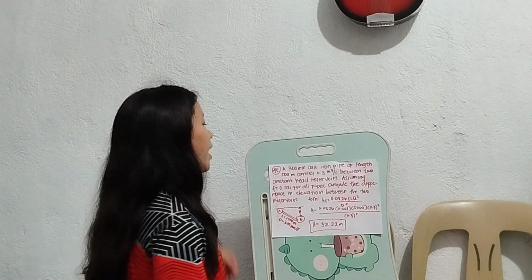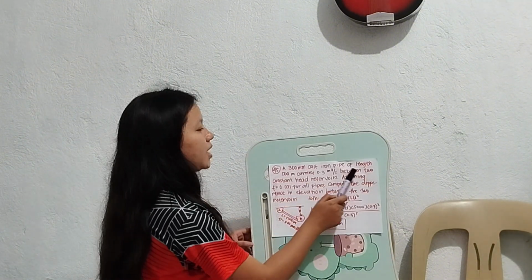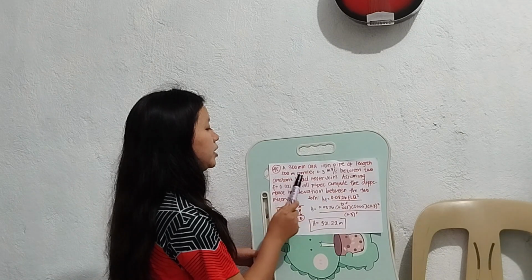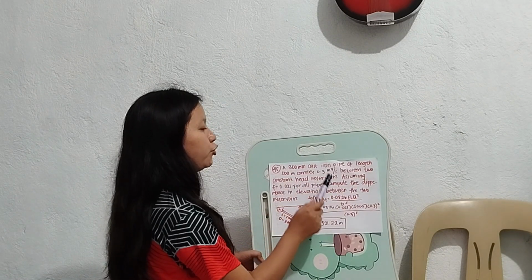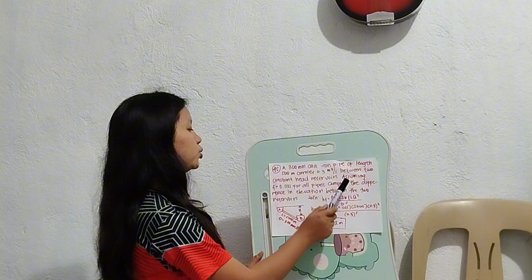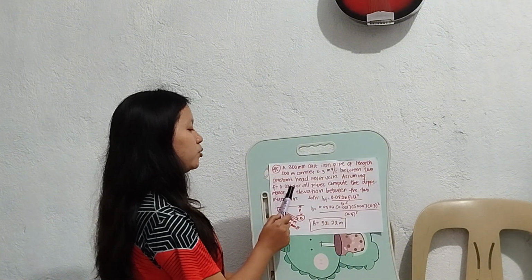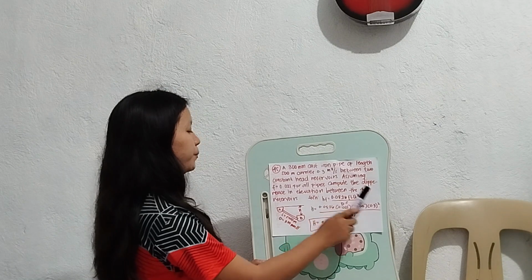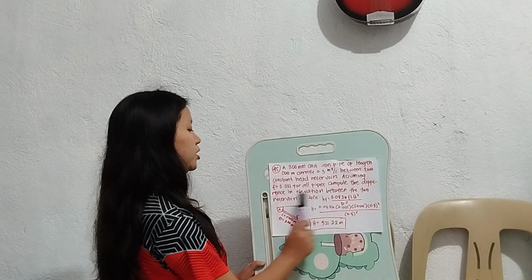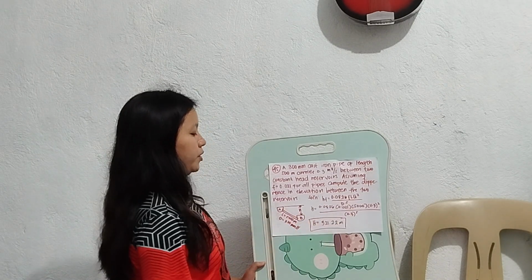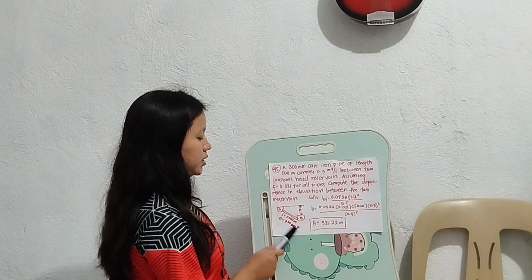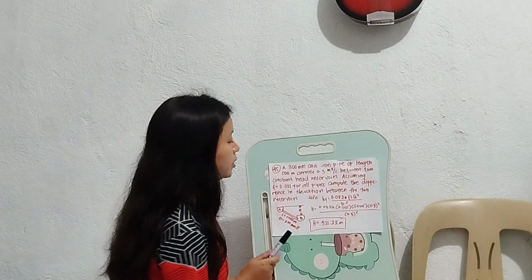For number 45, a 300 millimeter cast iron pipe of length 500 meter carries 0.3 cubic meter per second between two constant head reservoirs. Assuming F equals 0.021 for all pipes, compute the difference in elevation between the two reservoirs. So this is our figure. We have the length of 500 meters, the diameter of 300 millimeter.